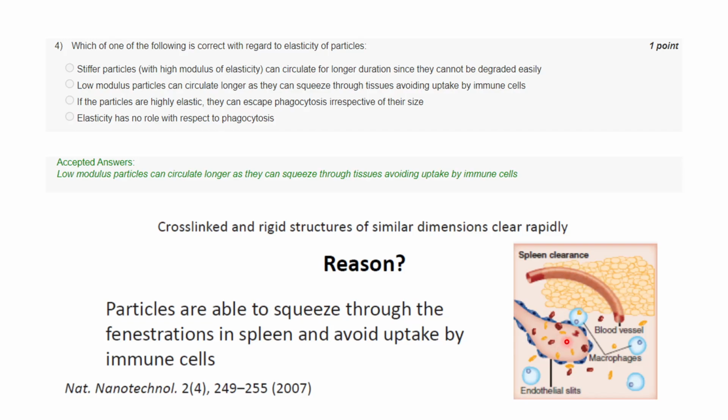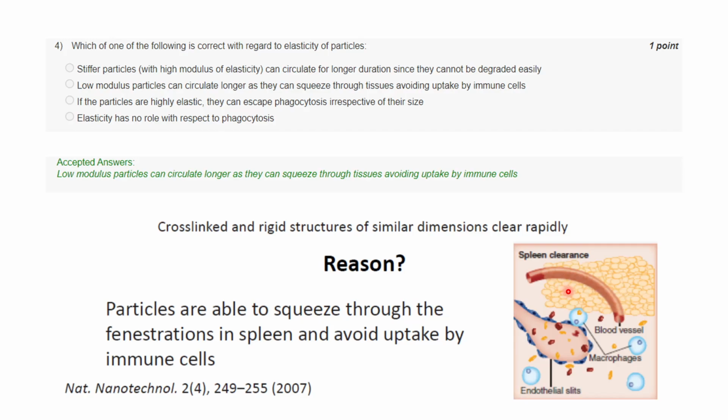Now, if your particle is very rigid, it will not be able to squeeze in through these gaps, and it will be cleared out from the body. On the other hand, if you have a bit of an elastic particle which can modulate its shape, you see that there are a few gaps in this blood vessel. So your elastic particle can easily be squeezed from this vessel and it can go to the surrounding tissue. Again, whenever it wants, it can come back here and keep on circulating and it will not be taken up by these macrophages. As a result, it can enter this tissue.